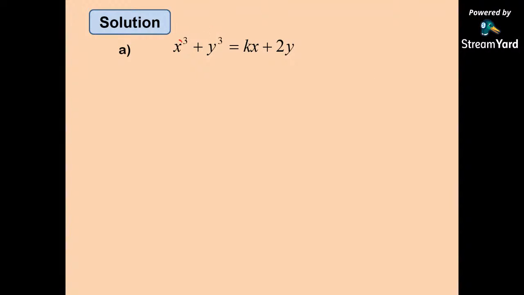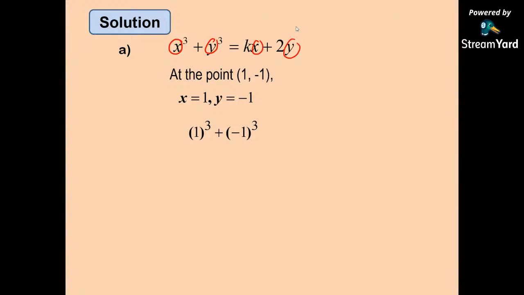Okay, so substitute x, substitute y. So at point 1, negative 1, so x will be 1, y will be negative 1, so substitute in. So we are going to get 1 cube plus negative 1 cube equal to k times 1 plus with 2 times negative 1. And then negative 1 cube, simplify them, this is negative 1. 1 cube, this is 1, k times 1, this is k, 2 times negative 1, this is negative 2. So what you have is k minus 2 equal to 0. So that will mean that k is simply equal to 2.